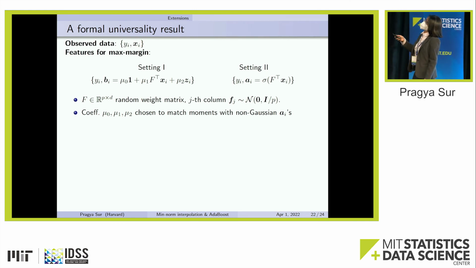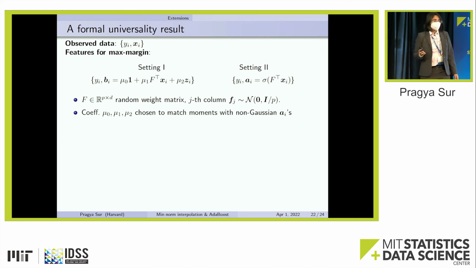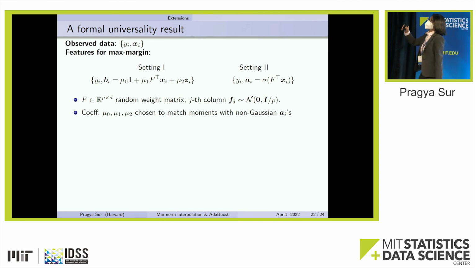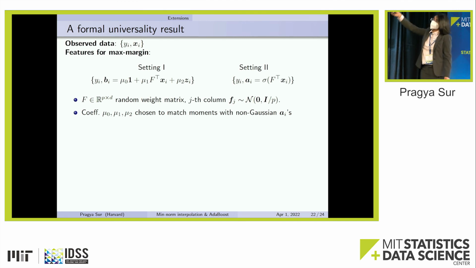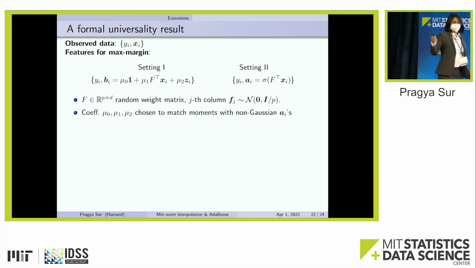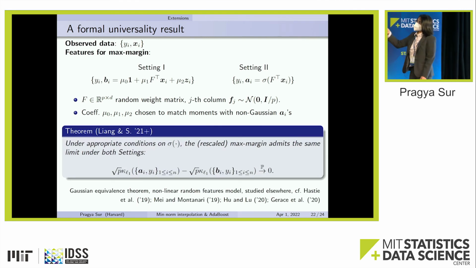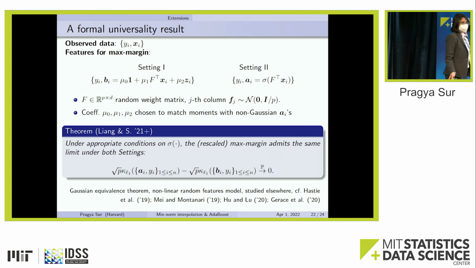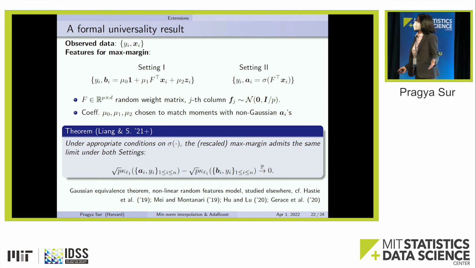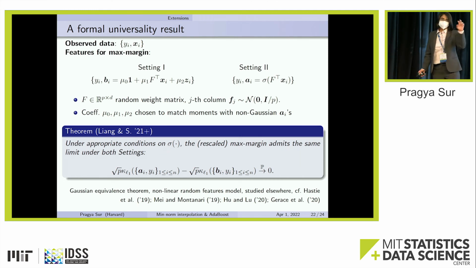So in setting 1, the Z_i are Gaussian, the X_i are Gaussian. So that's a Gaussian model. It's not like there is a mu naught, there's an intercept-looking term, but that's a Gaussian model. And setting 2 is a non-Gaussian model because of the nonlinear transformation. And we can show in this setting that if you calculate the margin properly scaled under both settings, they're going to have the same limit. So this is a form of a universality result. It's not the strongest universality result, but it is an instantiation showing that the Gaussian assumption doesn't matter as much.